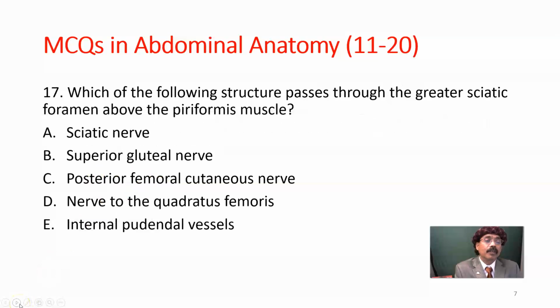Which of the following structures passes through the greater sciatic foramen above the piriformis muscle? Sciatic nerve, superior gluteal nerve, posterior femoral cutaneous nerve, nerve to the quadratus femoris, internal pudendal vessels. What is the answer? Answer should be superior gluteal nerve.